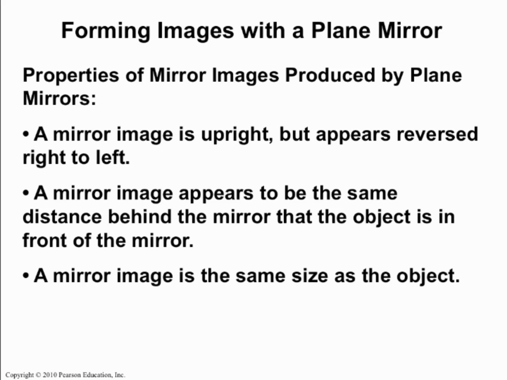And certainly if you showed a mirror to a baby that's never seen a mirror before, the baby will simply understand that his image is behind that mirror. The baby doesn't know what a mirror is, and so to the baby it just looks like he or she is right behind that mirror. A mirror image is the same size as the object. That makes sense. We're not going to see it as smaller or bigger if it's just a flat mirror.